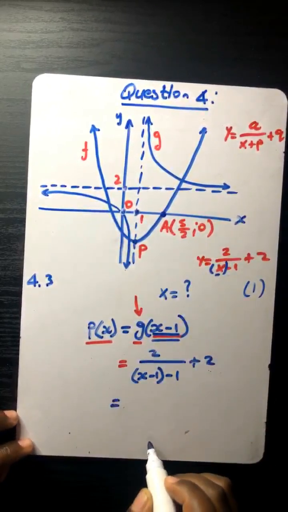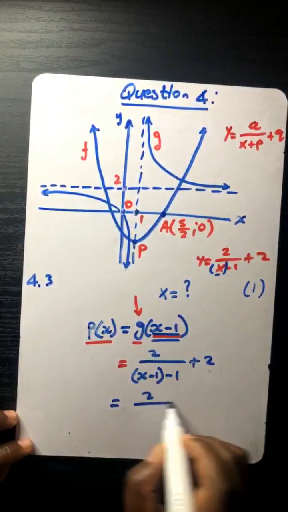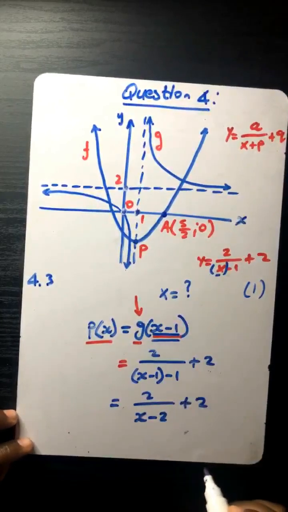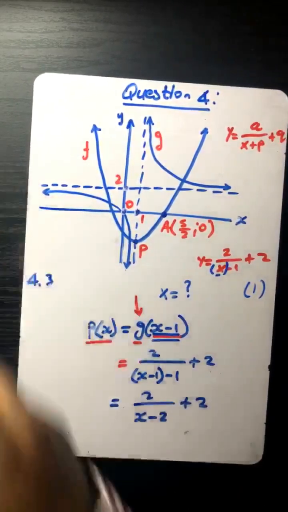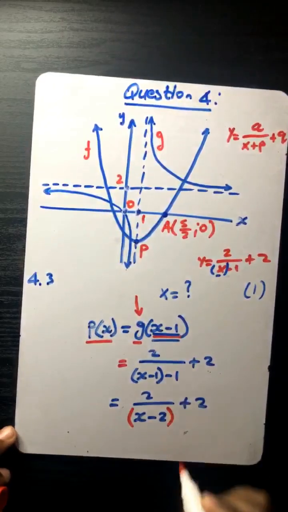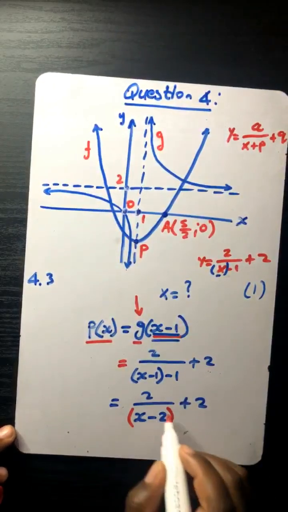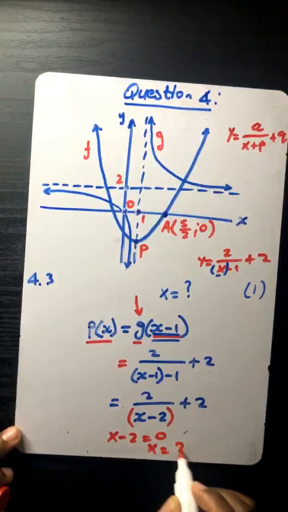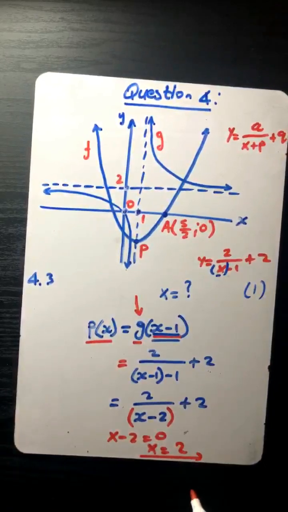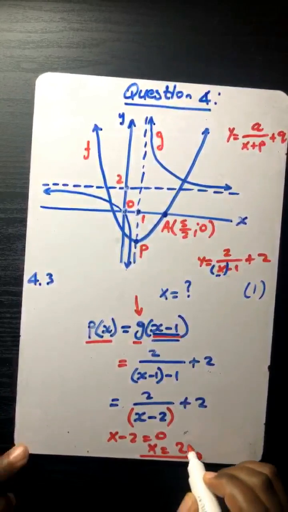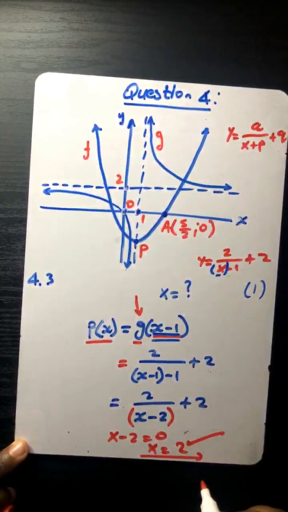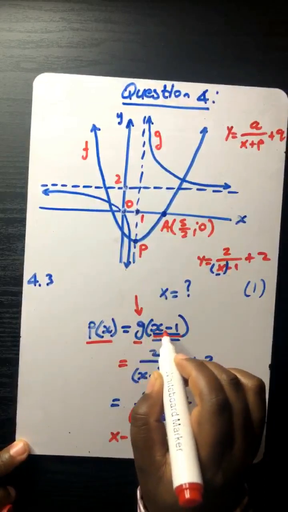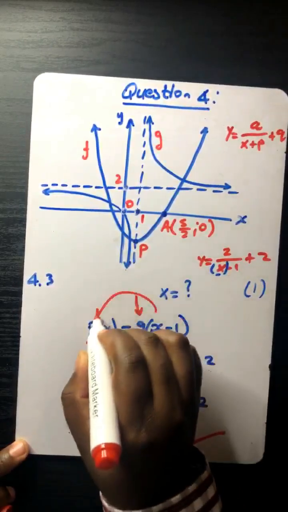Then this is equal to, you just remove the brackets. You end up having 2x minus 1 and minus 1. It's minus 2 plus 2. So now, this is where you get your vertical asymptote by taking the whole of that as it is and you equate it to 0, then you solve for x, meaning your x ends up being 2. What does it mean? It means your vertical asymptote is 2, where a g into x minus 1 gives you the equation of P of x.